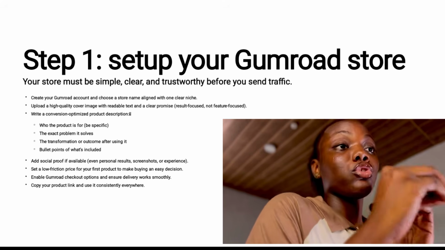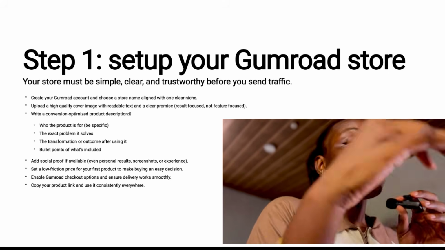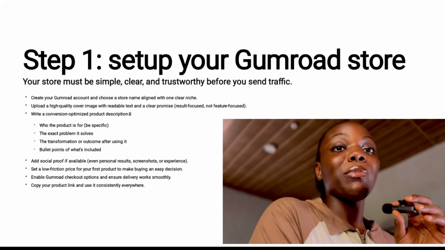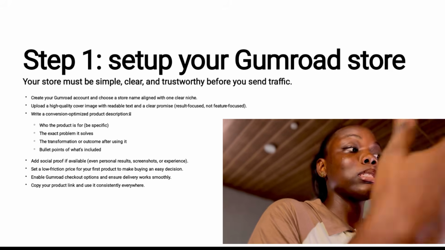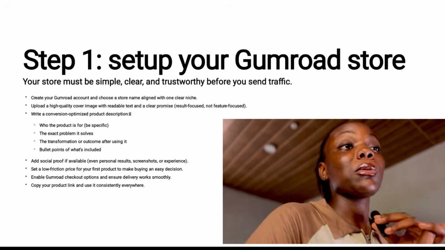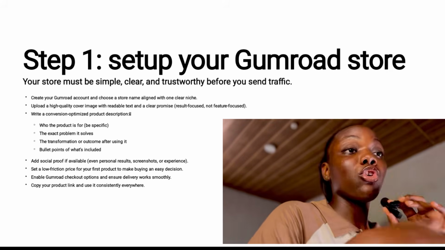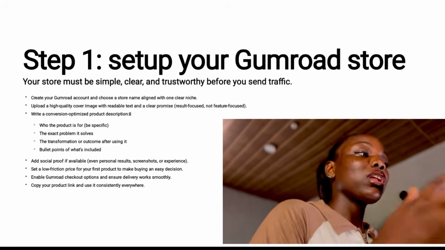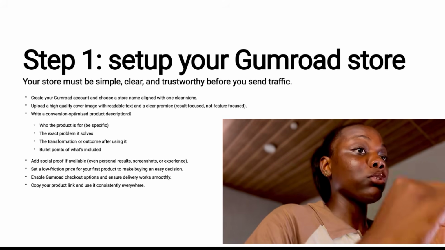Once you have your product, you're going to start talking about the description of your product, because once you start sending traffic to your Gumroad page or your Gumroad store, you need to make sure that that traffic is converted into sales. And to do that, you need to be able to show who the product is for and the problem it solves and the outcome it gives. And then some bullet points of what's included in your product. This is what you're going to be including on your sales page.